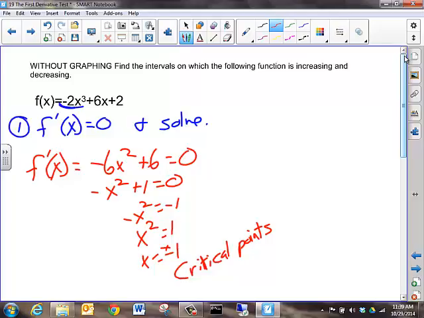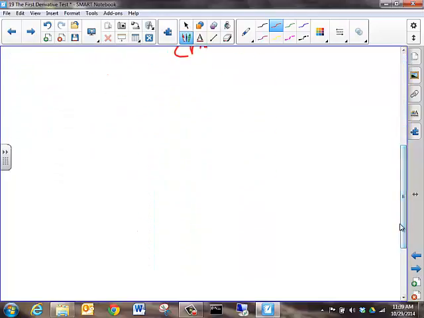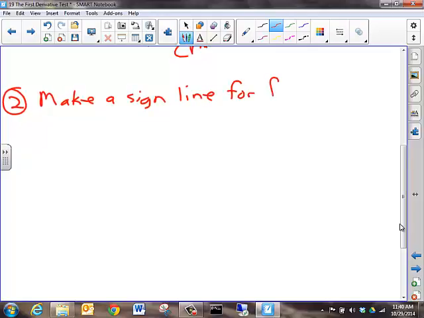Now, what do we know is true at the critical points about the function? We know the derivative is 0. What is the function doing there? It's changing from increasing to decreasing or decreasing to increasing. We know it's flattening out, taking a rest at those places. So here's the second thing we want to do: make a sign line for f prime.